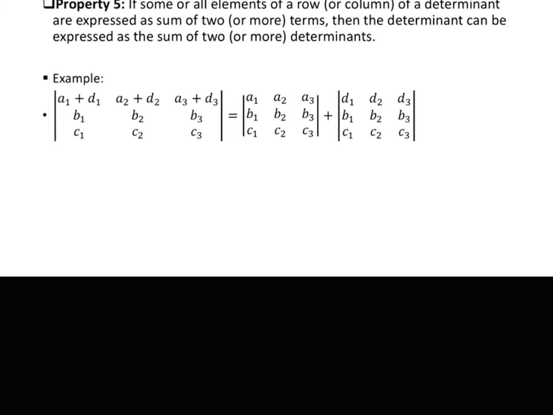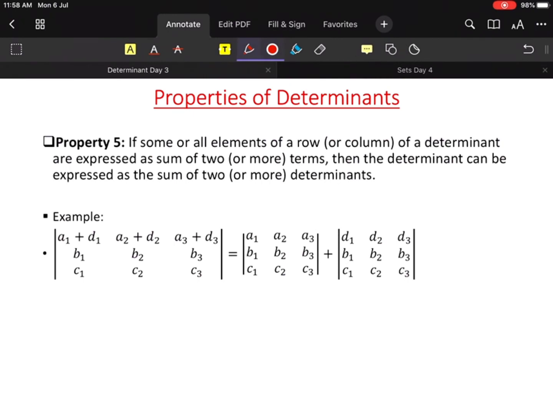Suppose here it is written a1 plus d1. Suppose it is like this: 2 plus lambda, here it is 3 plus 2 lambda, here it is 4 plus 3 lambda. So what we can do is, I can separate it into two parts. I will write here a1 b1 c1, a2 b2 c2, a3 b3 c3, plus the other part, d1 b1 c1, d2 b2 c2, d3 b3 c3.